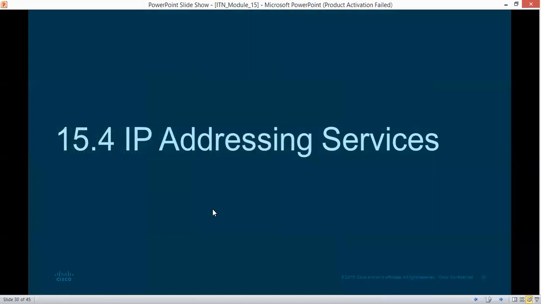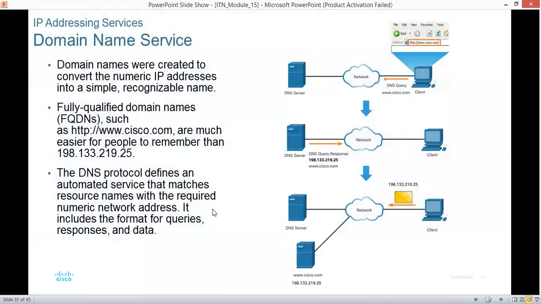So, IP addressing services: the domain name system was created to convert the numeric IP addresses into a simple, recognizable name. You agree with me that the DNS helps you to resolve the name. So it means that originally what you have is an IP address. I usually advise big organizations and even institutions that it would be nice if they set up their own DNS on their network, because it makes the network faster.